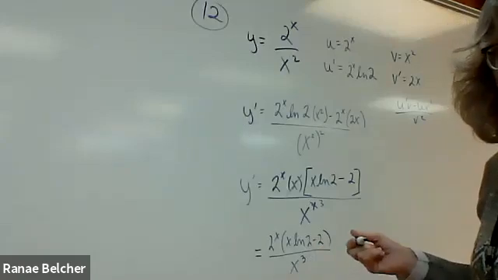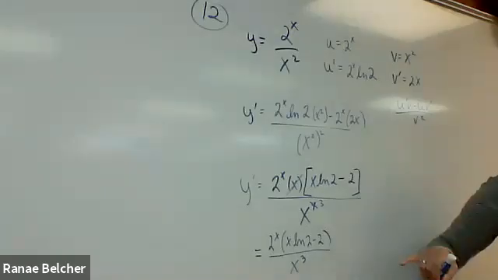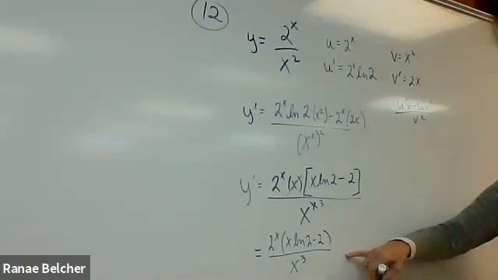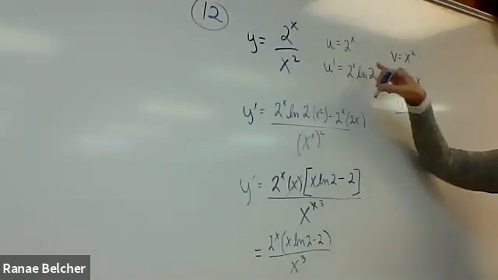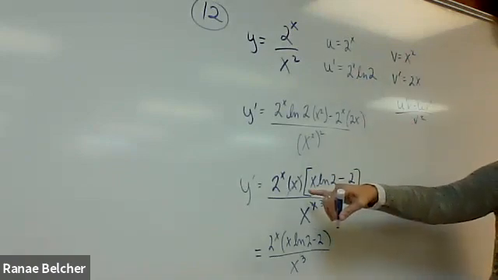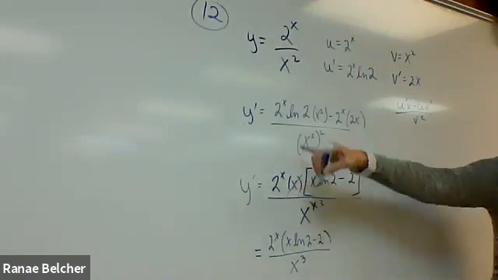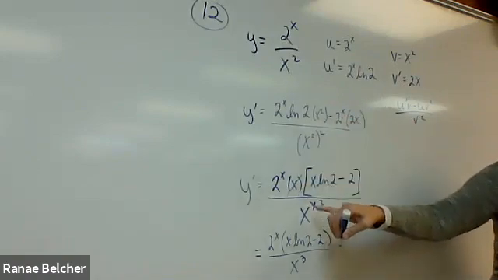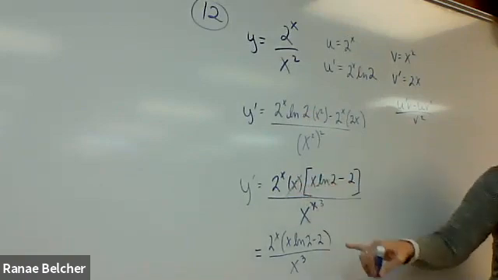Can y'all see that okay? And Maddie, that's what you ended up with, right? I think so. You just had to get your u prime, v, and v prime, and set it all up. And then I just factored a 2 to the x and an x out of both of these, and then I canceled one of the x's.